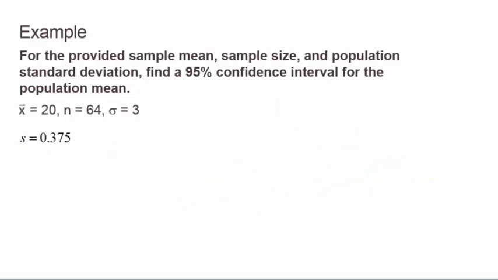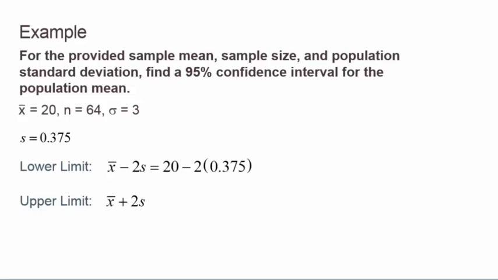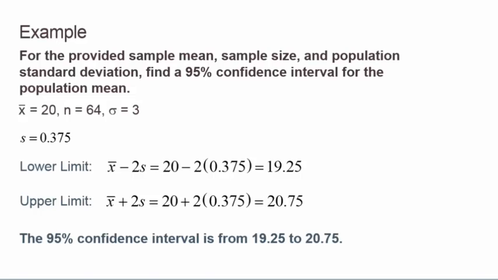So now I can find my lower limit and my upper limit by using the sample mean minus 2 times the standard deviation and the sample mean plus 2 times the standard deviation. Substituting into the formula for the lower limit, 20 minus 2 times 0.375 equals 19.25. For the upper limit, 20 plus 2 times 0.375 equals 20.75. The 95% confidence interval is from 19.25 to 20.75.